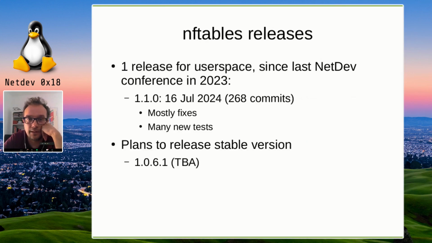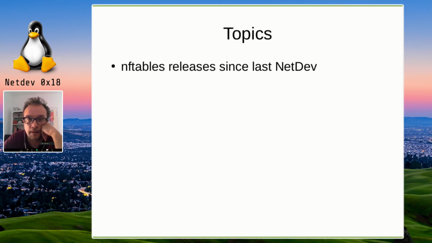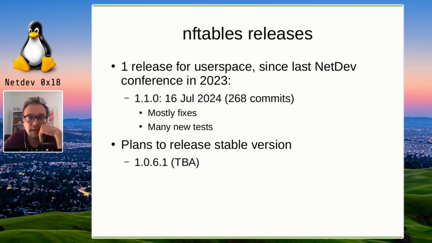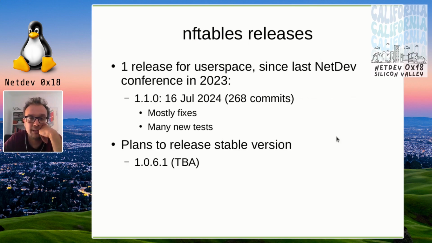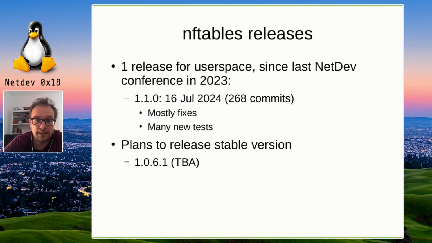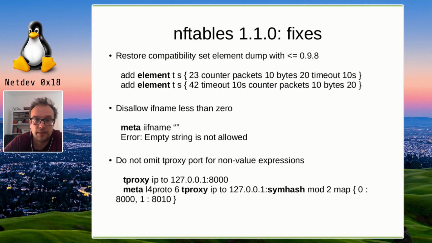So basically, we have one release that is scheduled by today, which is including 268 commits, mostly fixes, and many new tests. There are plans to release a stable version 1.0.6.1 to be announced, which is going to backport commits from the release that is going to be done today.